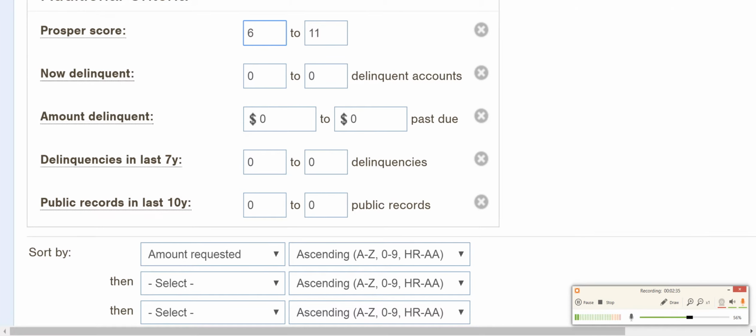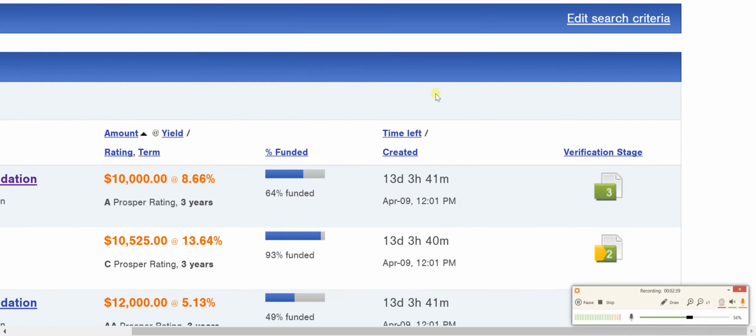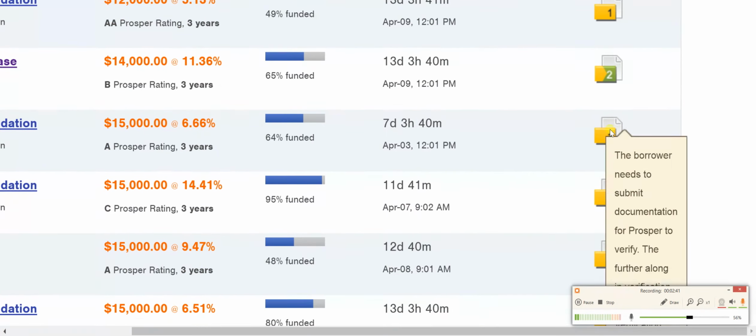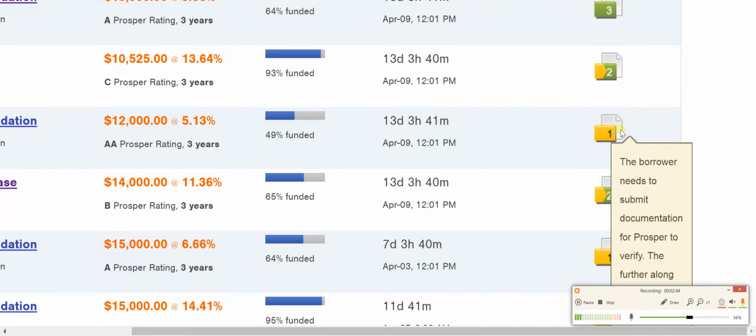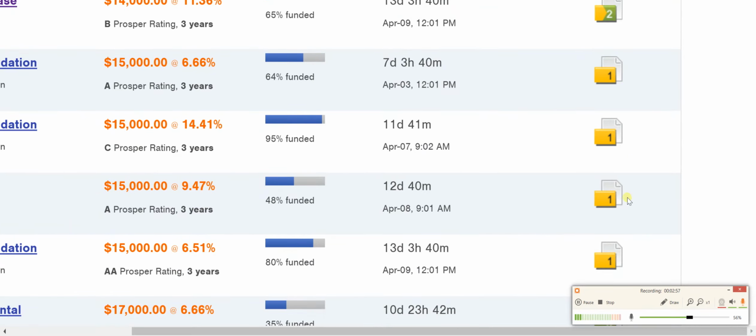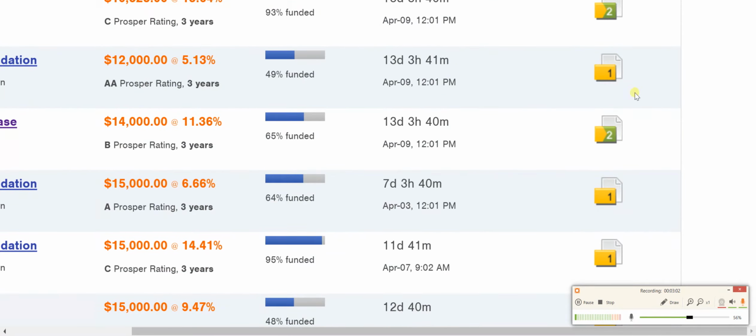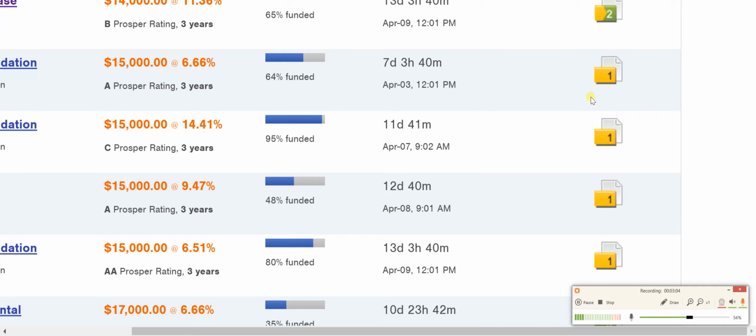After I do that, I filter the listings. I got 23 hits. The verification process is pretty important to me. The reason why is if they're at a 1, there's a good chance that they just signed up but didn't really give Prosper any real information about themselves. They just threw their name in the bucket. A lot of these ones, and I've invested in ones before, don't ever come to fruition in the verification process. And if they don't, you've already tied up your money into them.